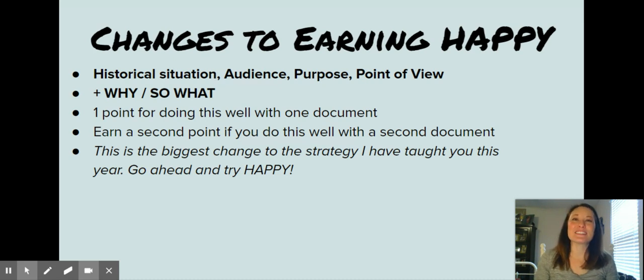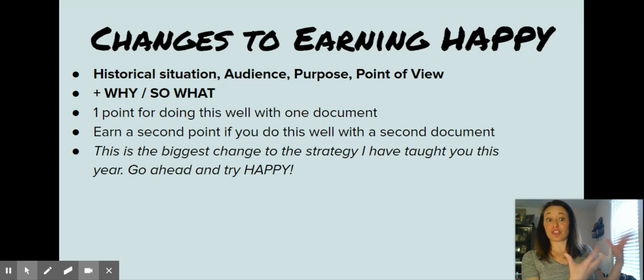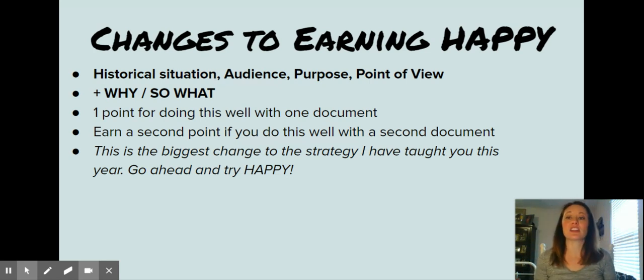Okay, this is one place on the rubric that, man, if they would keep this change, it would be amazing. This is my favorite change on the modified rubric. HAPPY is happening the same way. You still pick one of these 4 ways to source a document: historical situation, audience, purpose, or point of view. Okay, I often do audience and purpose together. Then, why is that relevant? So what? Who cares about the historical situation? Well, here's why you should care. Here's why it matters to what I'm doing with these documents, okay?